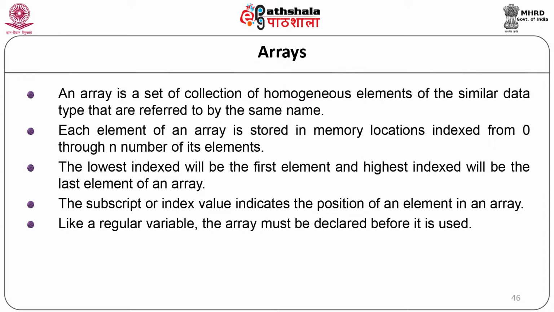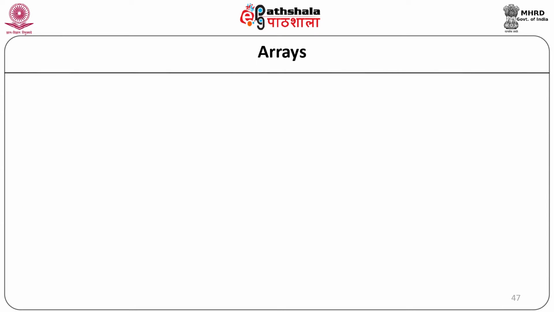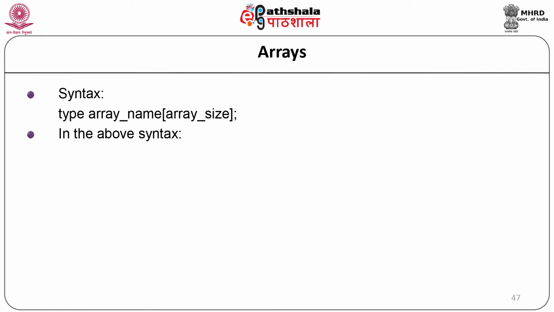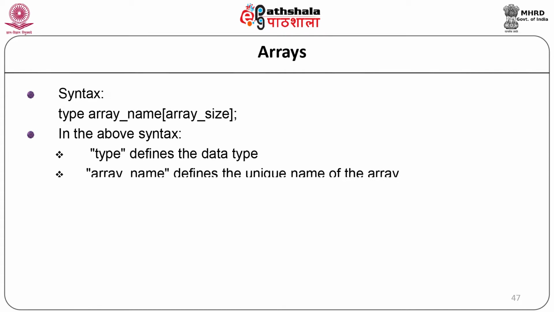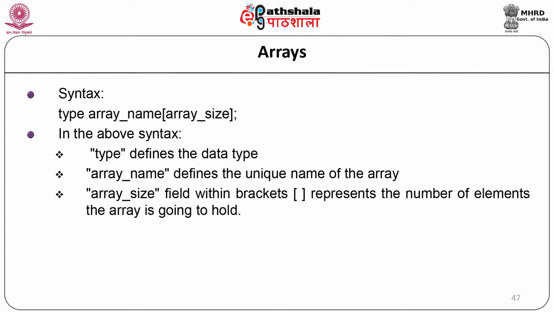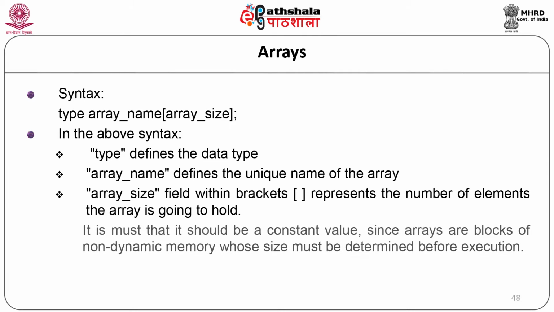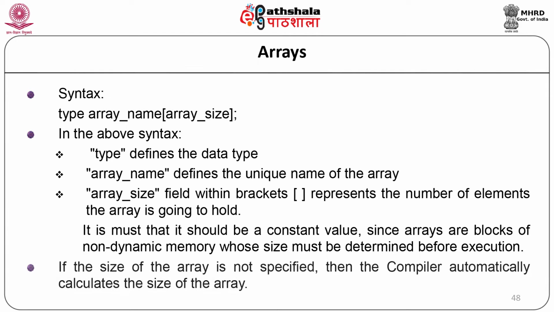Like a regular variable, the array must be declared before it is used. The syntax is the type, array name, and in square brackets the array size. In the above syntax, the type defines the data type, array name defines the unique name of the array, and the array size field within the brackets represents the number of elements the array is going to hold. It must be a constant value, since arrays are blocks of non-dynamic memory whose size must be determined before the execution. If the size of the array is not specified, then the compiler will automatically calculate the size of the array.